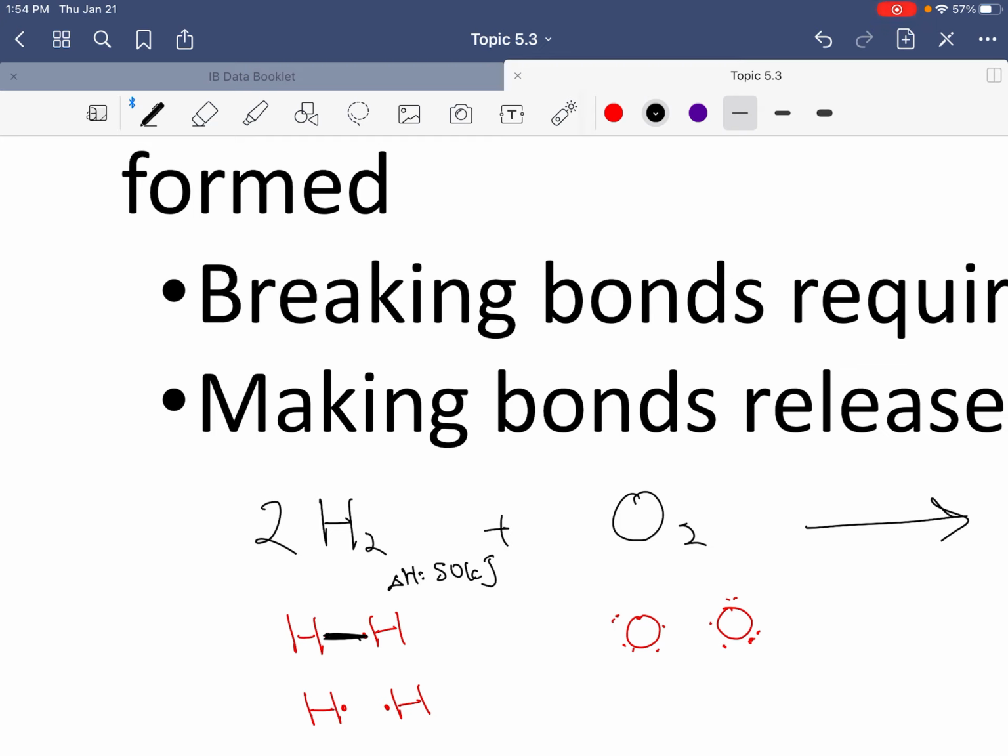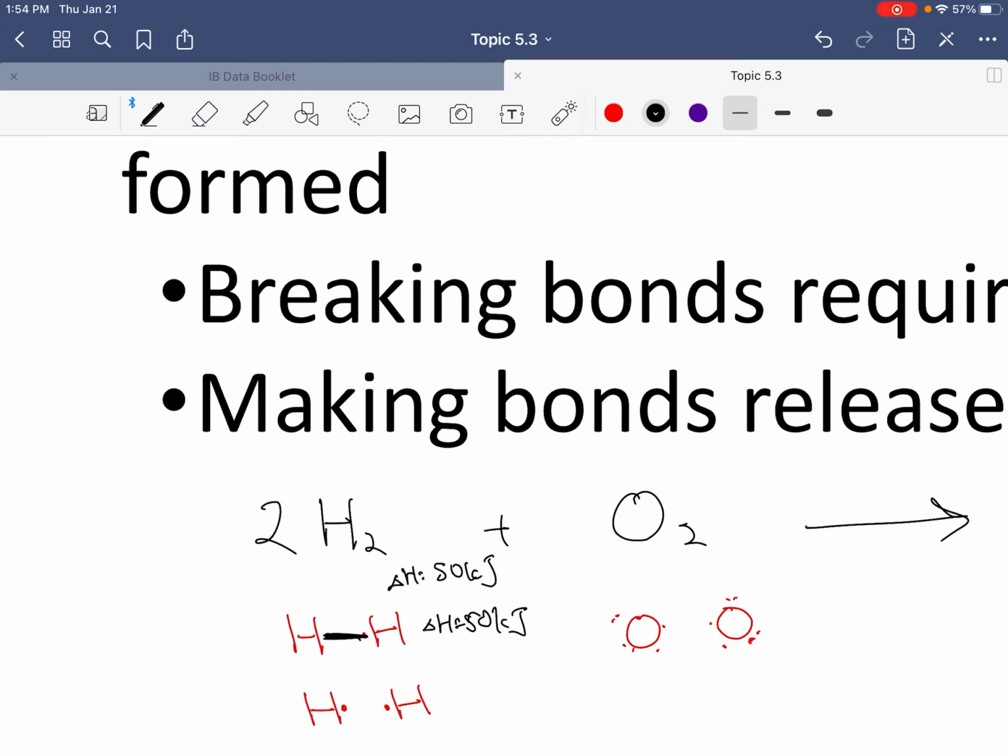Now that's pretty simple. We've done something like this before in Hess's law. Remember Hess's law, one of the rules is that if you flip the reaction, reversing the reaction, you reverse the sign. So if it takes 50 kilojoules to break this bond, it takes 50 kilojoules to make this bond between two H's. Something to keep in mind, okay?